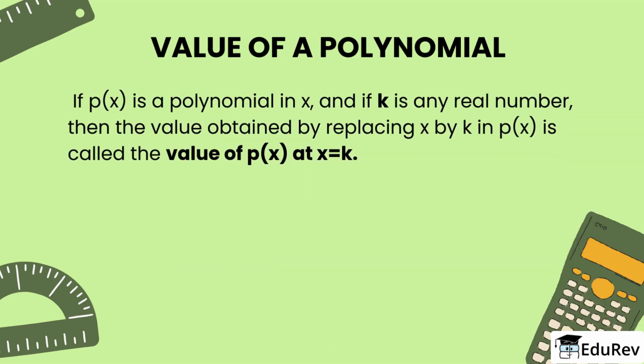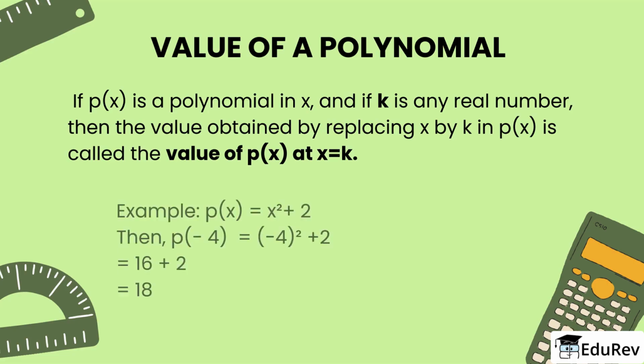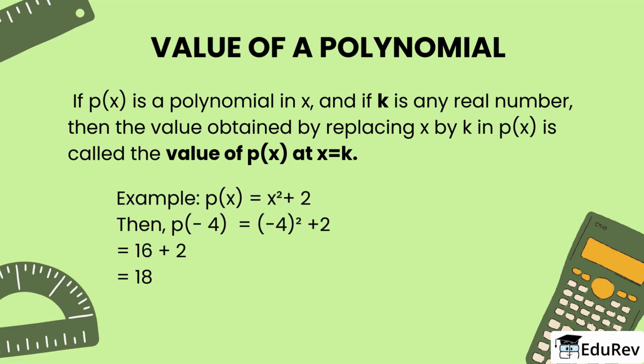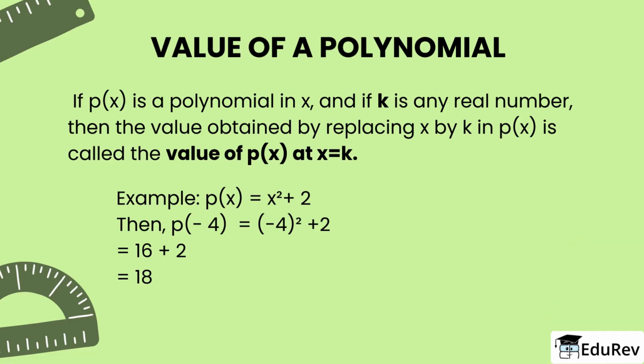Moving on, if p of x is a polynomial in x and if k is any real number, then the value obtained by replacing x by k in p of x is called the value of p of x at x equals k. For example, let's take p of x equals x square plus 2. If we substitute minus 4 for x, we can calculate p of minus 4 equal to minus 4 square plus 2, which equals 16 plus 2, giving us 18.